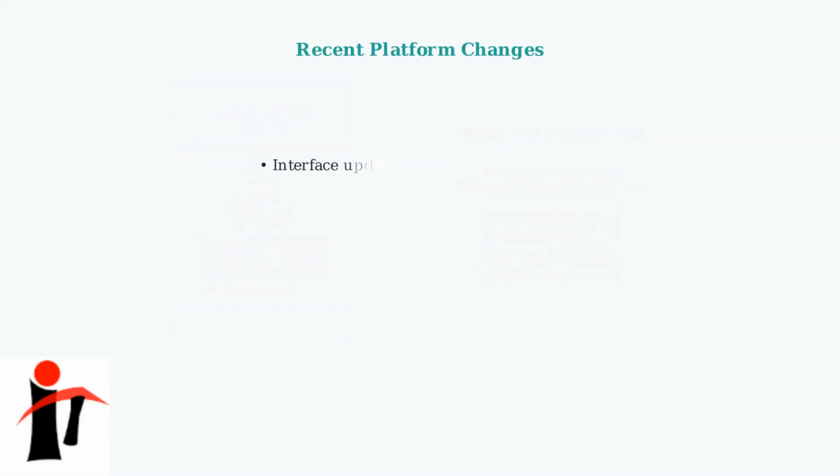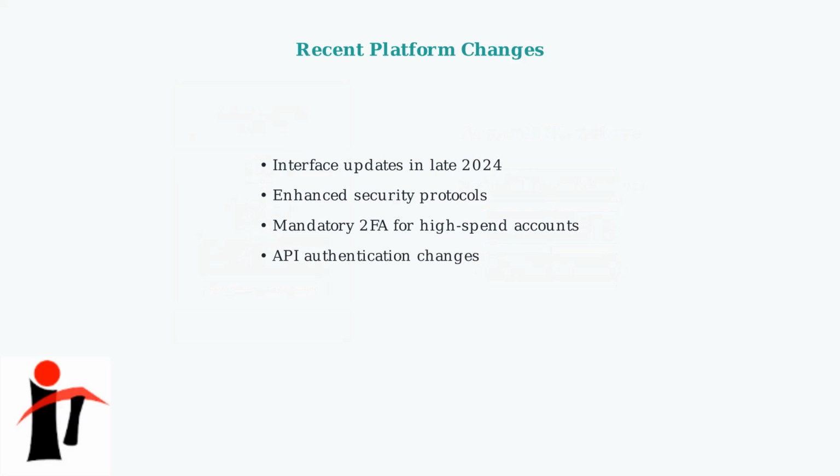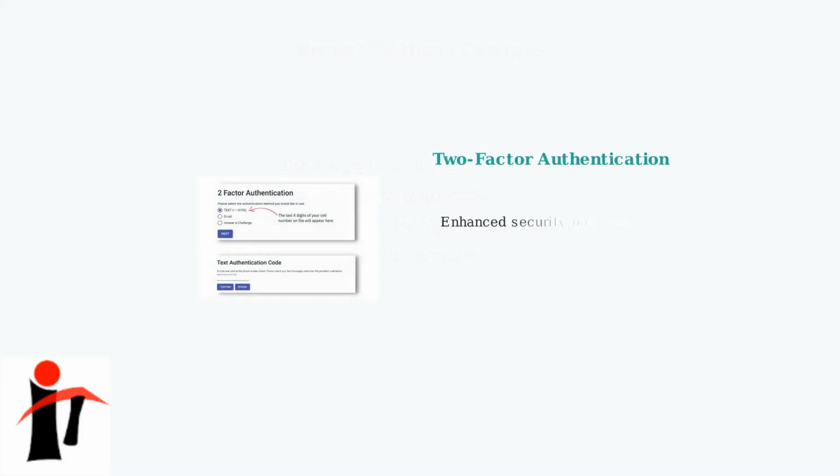Meta has implemented significant changes to Business Suite throughout 2024. These include major interface updates, stricter security protocols, and mandatory two-factor authentication for accounts managing substantial advertising budgets. Two-factor authentication has become mandatory for many business accounts.